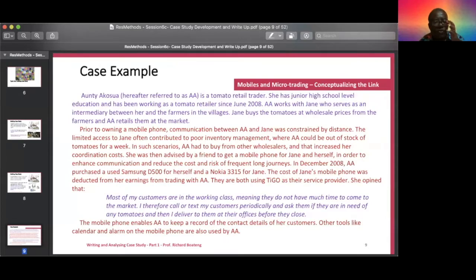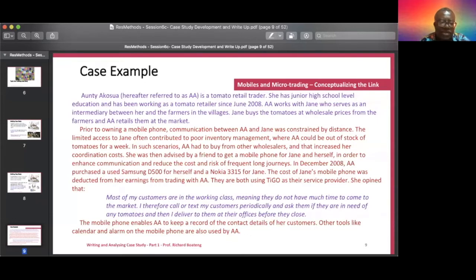Prior to owning a mobile phone, communication between AA and Jane was constrained by distance. The limited access to Jane often contributed to poor inventory management, where AA could be out of stock of tomatoes for a week. In such scenarios, AA had to buy from other wholesalers, and that increased her coordination cost. She was then advised by a friend to get a mobile phone for Jane and herself in order to enhance communication and reduce the cost and risk of frequent long journeys. In December 2008, AA purchased a used Samsung D500 for herself and a Nokia 3315 for Jane. The cost of Jane's mobile phone was deducted from her earnings from trading with AA. They are both using Tigo as their service provider.